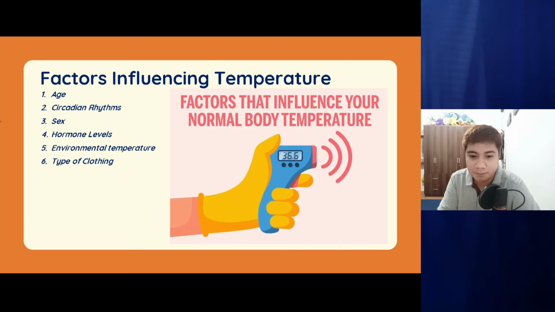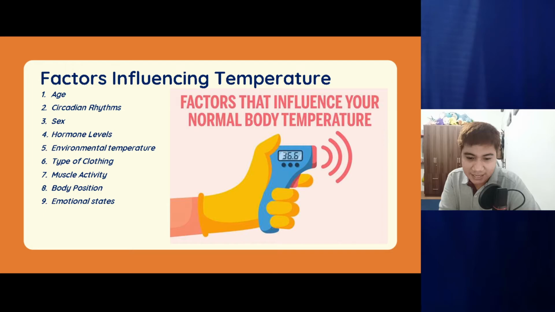Muscle activity. Remember, the more activity or movement the body does, chances are there is too much utilization of your ATP resulting in production of heat. Okay? Body position. If you feel so hot, maybe you have been lying down the whole day. Okay? The more you lie down, your core temperature keeps getting warmer. Okay?